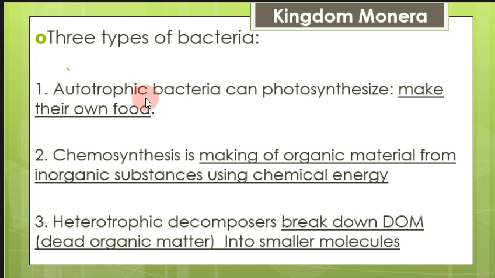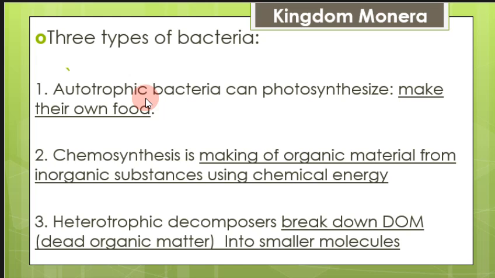Are we supposed to be writing down the things that are underlined? Oh. But if you want to shorten it, shorten it. You don't have to write down everything I wrote. For heterotrophic decomposers, just say break down DOM, if you just remember what DOM is. And that chemosynthesis is like photosynthesis, but with chemicals.